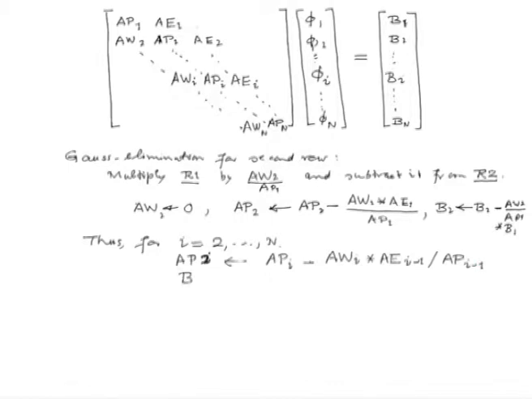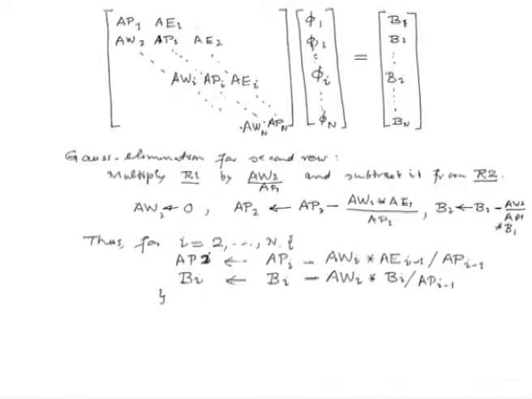BI becomes BI minus AWI into B of I minus 1 divided by API minus 1. So, this is our forward elimination process which we need to apply for all the rows starting from the second row up to the last row.